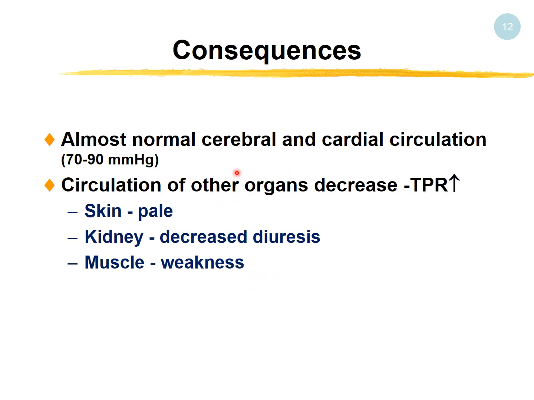What will be the consequence of this one? At the beginning, we do have a normal cerebral and cardiac circulation until the systolic pressure is 70 to 90. But this circulation is usually maintained by the peripheral vasoconstriction. This is why the peripheral resistance increases. The patient will have pale skin, and the kidney gets less blood supply, so diuresis decreases, so the urine volume decreases, and the muscle gets less oxygen, less nutrient, so weakness. That's the general symptom.